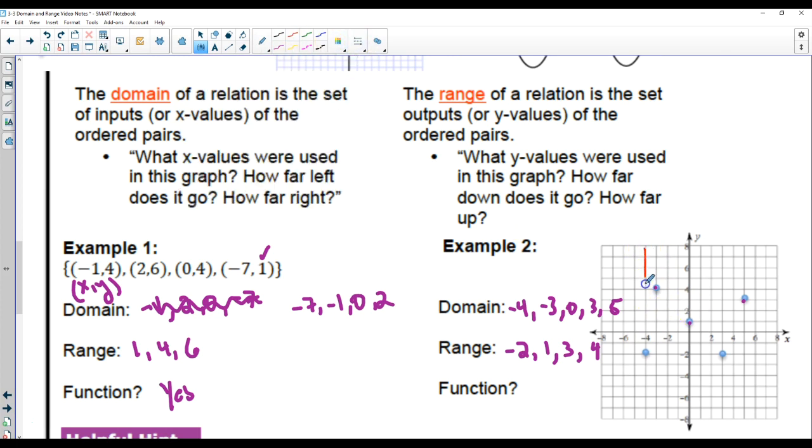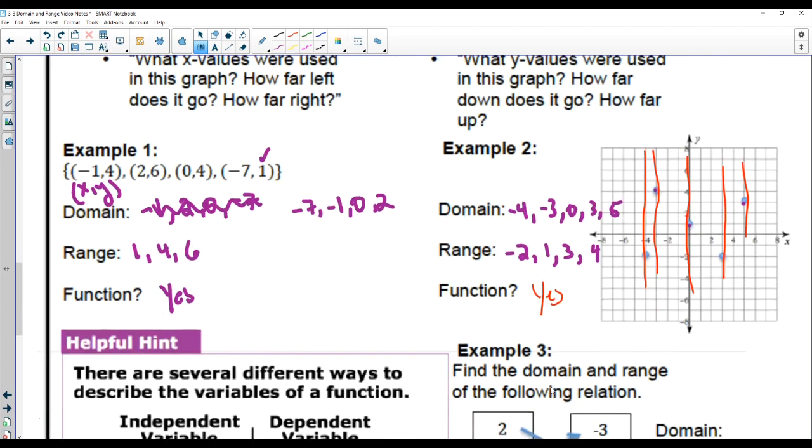And it does not cross a second point. Okay, that just crosses the 1 point. The y-axis just crosses the 1 point. This one just crosses the 1 point, and this one does. So because never does a vertical line touch more than 1 point, this is a function.